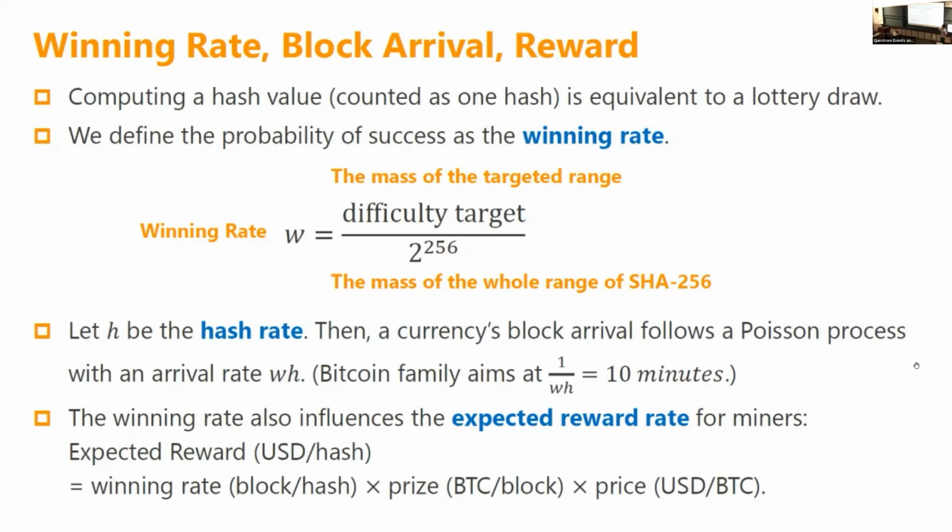One thing I'd like to emphasize is that the winning rate also influences the expected reward rate for miners. It is how many US dollars you can obtain by exerting one hash on one currency. It's given by this formula: the winning rate times the reward provided for creating a block, times the price, which is the exchange rate between US dollar and Bitcoin. By creating one block, a miner can obtain about six Bitcoin, which is worth some amount of US dollars when multiplied by the price. Because we should consider the expected reward, we multiply by the winning rate, which is the probability of success of the algorithm.